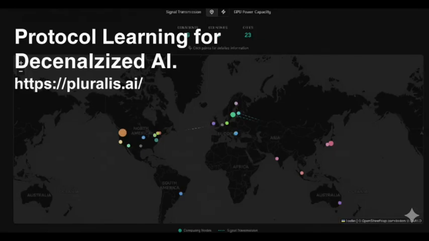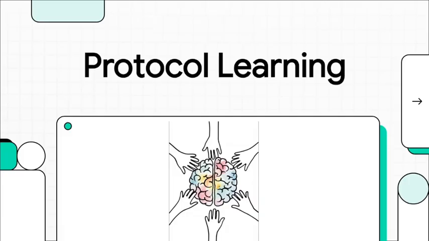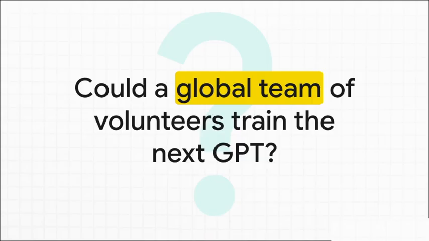Welcome to The Explainer. Today, we're diving into a really cool new frontier in AI called protocol learning. The big idea here is training those massive AI models we always hear about, but not in some giant centralized data center. No, this is about doing it collaboratively over the open internet. So let's just kick things off with a huge question.